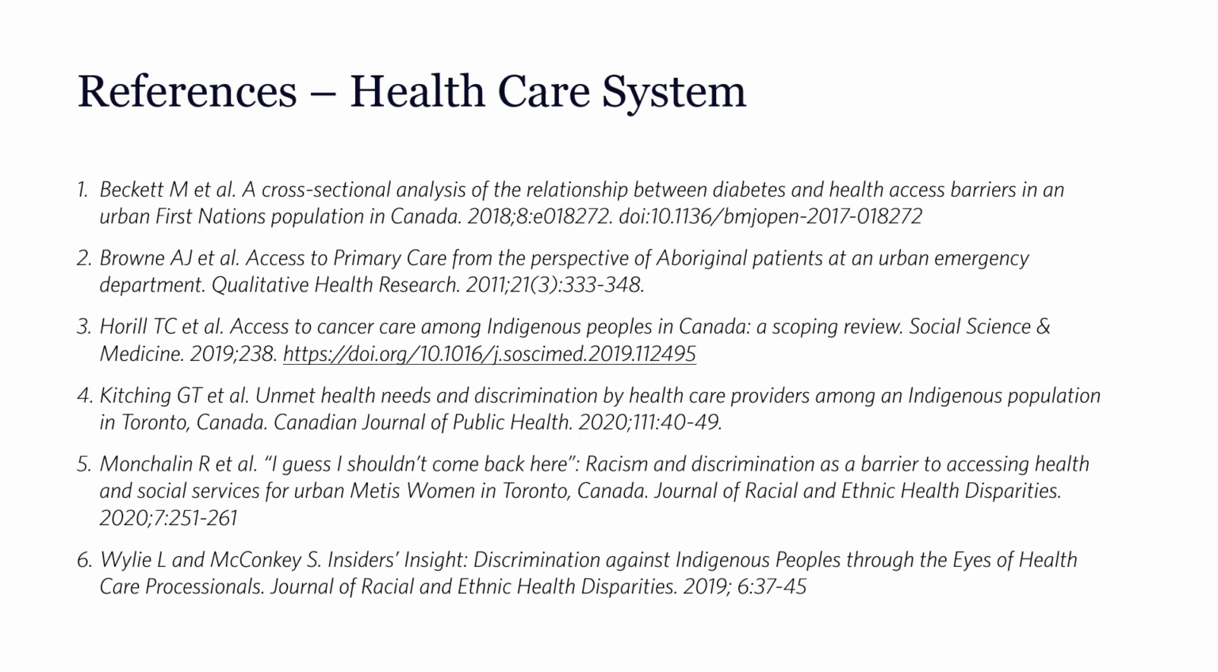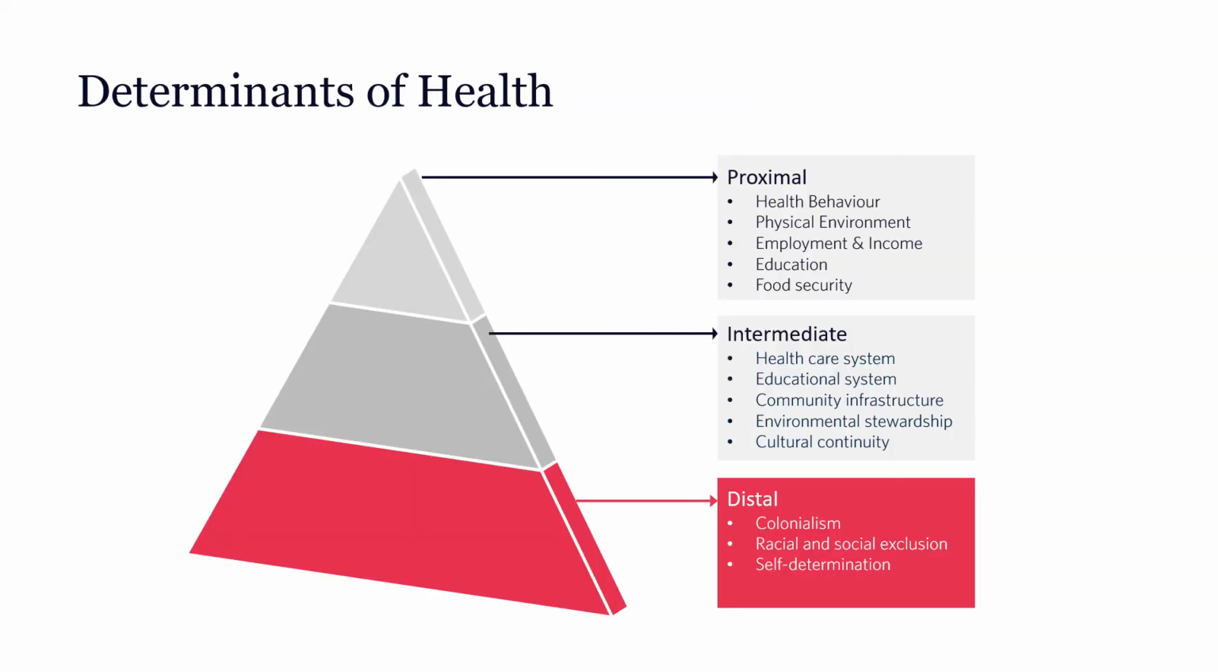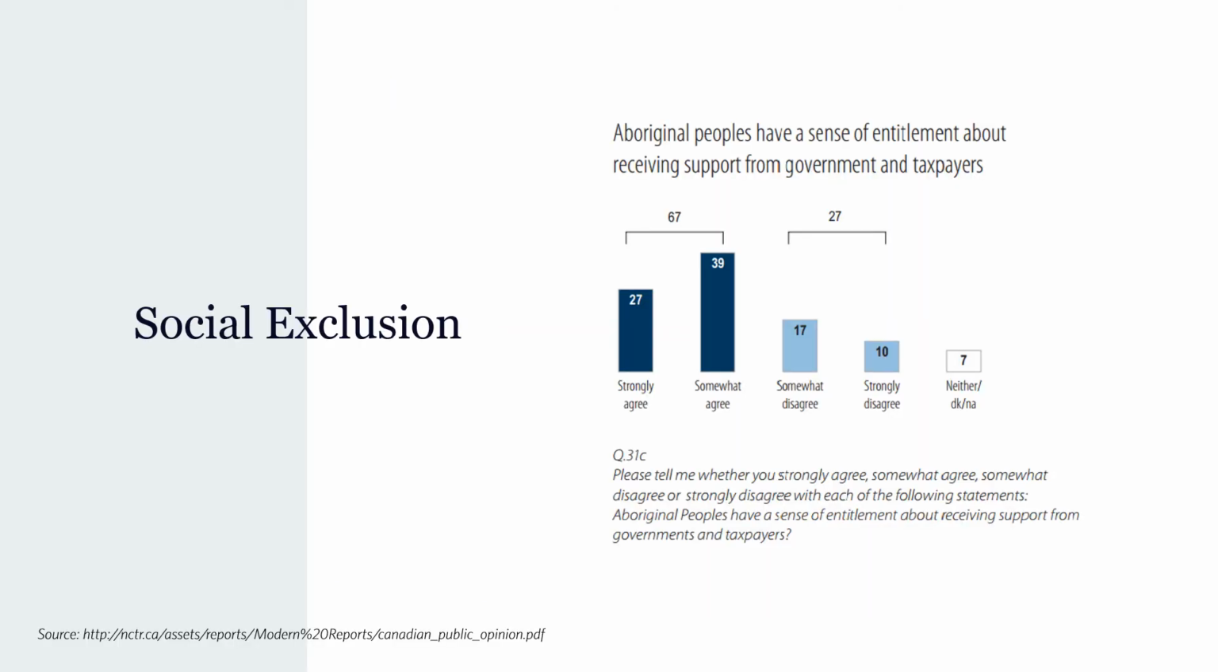Here are some of the articles that were referenced in the above section on the healthcare system. We will now examine some examples of distal determinants of health.